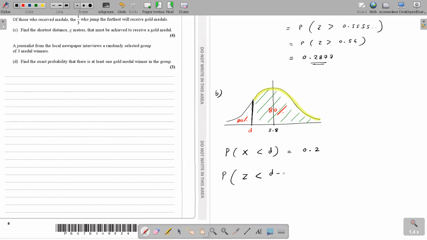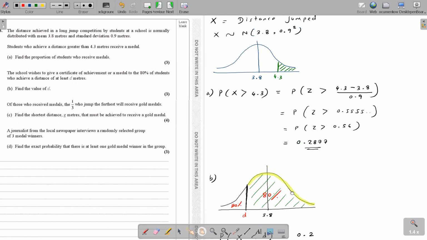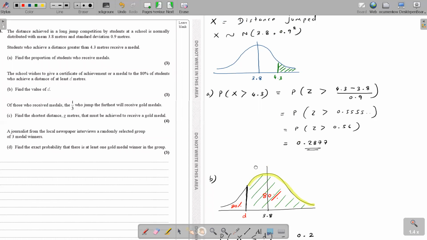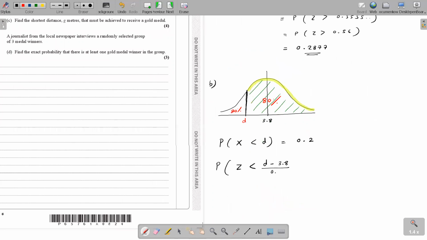You can turn this to standard normal: X becomes D, and D you convert. D minus the mean is, you convert this to standard normal. So D minus how much is the mean? Mean is 3.8. I have it here. Mean 3.8 divided by standard deviation, which is 0.9, right? And then this value, of course, you could say this is Q. So definitely, this D is the person who becomes Q in the standard normal graph.